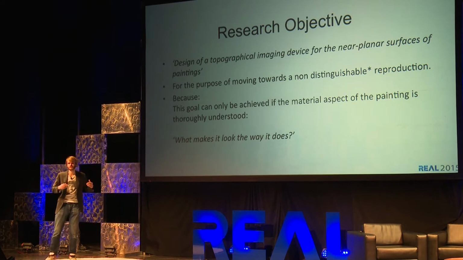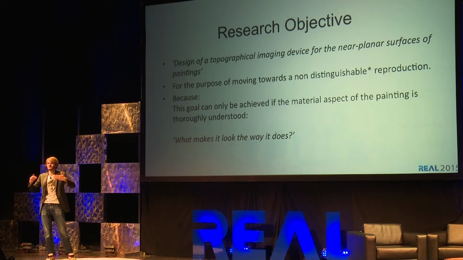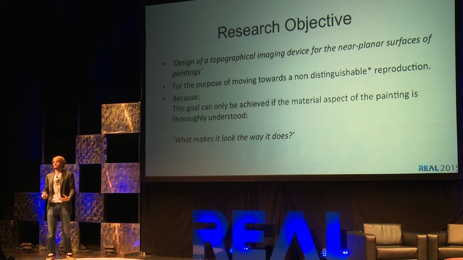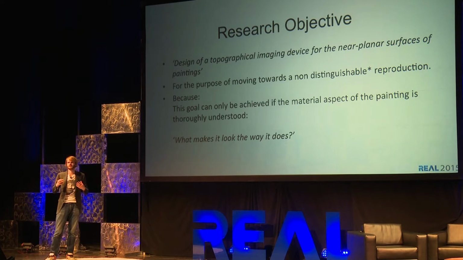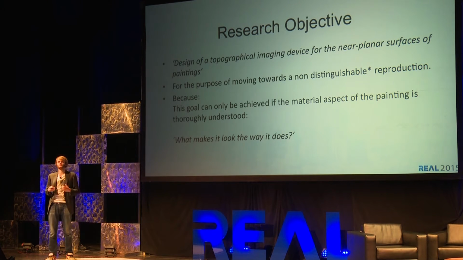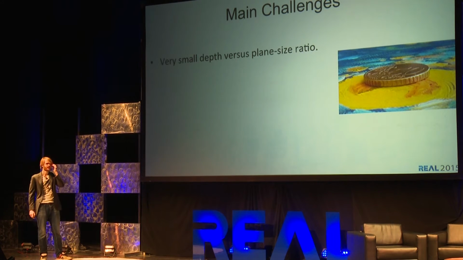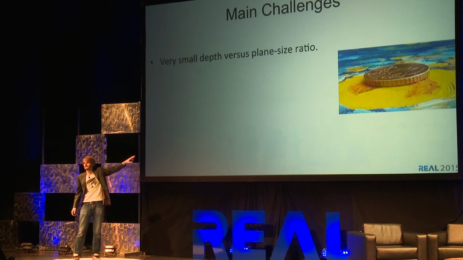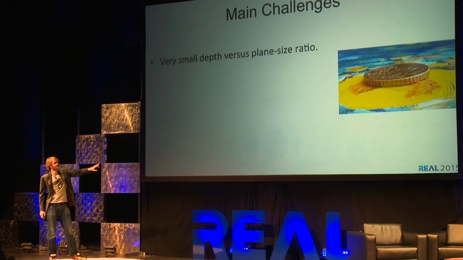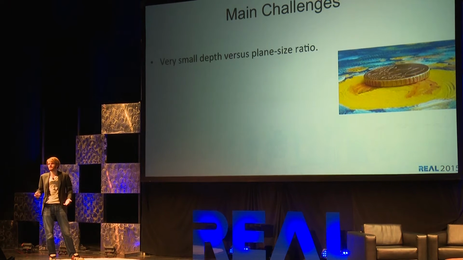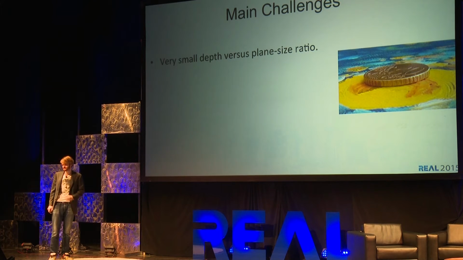So if we make this 3D print and hold them side by side, if they look visually identical, then we know exactly how the painter painted it, how he made it. So in answering that question, we learn a lot about the painting itself. So the main challenge here is, as I said, a very small depth deviation. So if I put a coin on a painting that I made, not a real one, then you can see that this coin, in reality, it's not really very thick, but the paint itself is even a magnitude thinner.